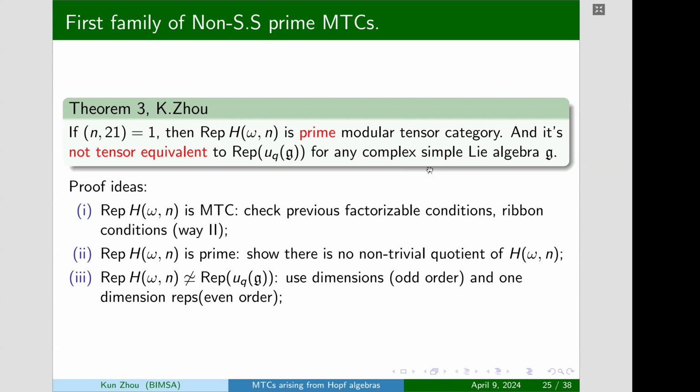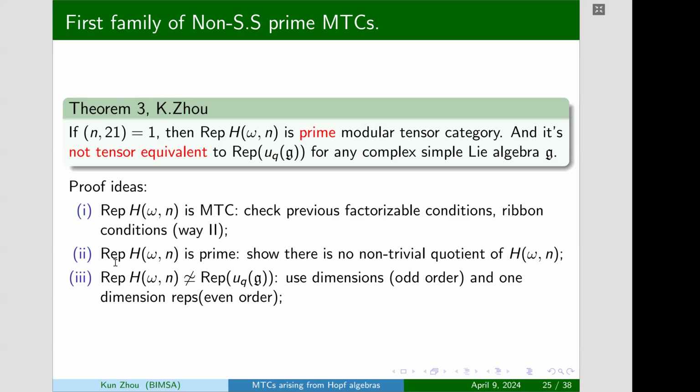The proof is divided into three parts. The first part is to show Rep H_{omega,n} is a modular tensor category. In this part, we use the construction method of ribbon factorizable Hopf algebras, and note that the group-like element group G of H_{omega,n} has even order. So we need to use the v_2 to find the ribbon elements.